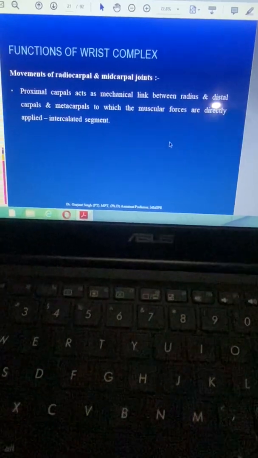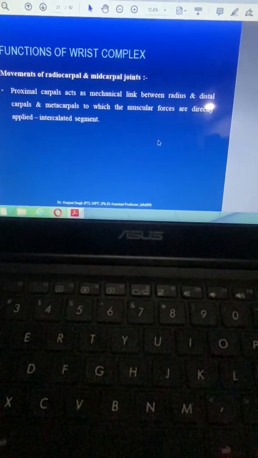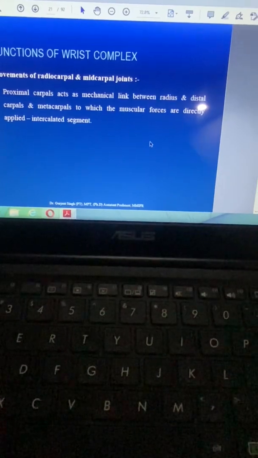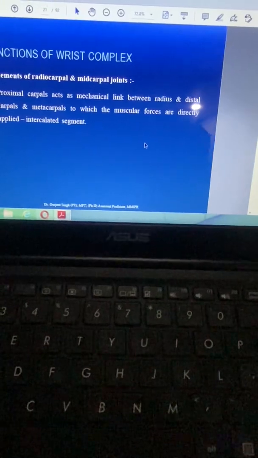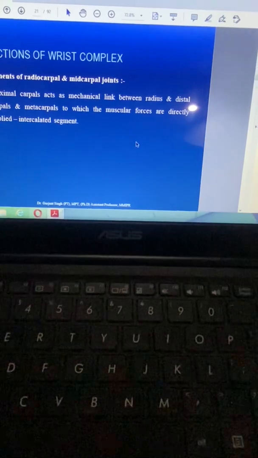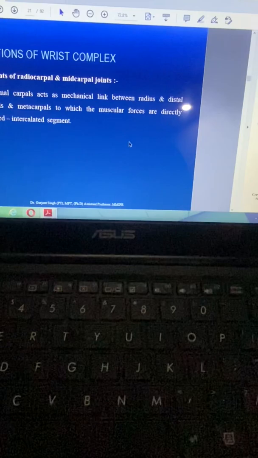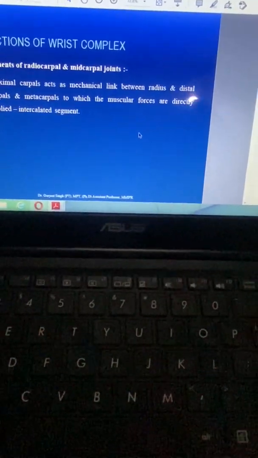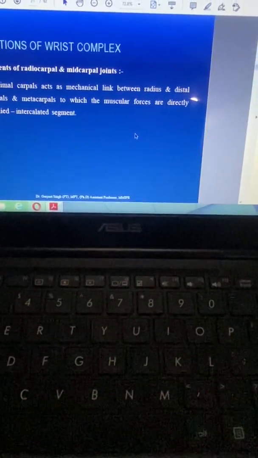Now talking about the movements of the wrist joint, basically it has 2 degrees of freedom: flexion and extension, and radial and ulnar deviation. Some may include supination and pronation as part of wrist motions, but that is not truly a motion at the wrist joint. That is basically the movement at the proximal and distal radioulnar joints. So we will include flexion and extension, and radial and ulnar deviation as the wrist movements.